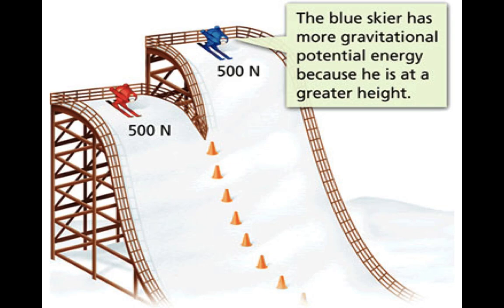In this example, the blue skier has the same mass as the red skier, but the blue skier is at a higher height above the ground. So the height above the ground is the distance from the ground to where the skier is located. And because the blue skier is at a higher height, the blue skier has more gravitational potential energy.